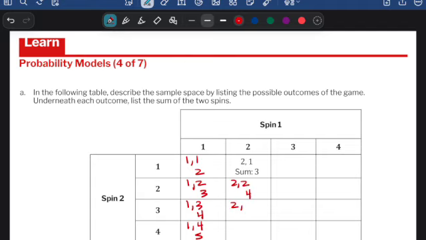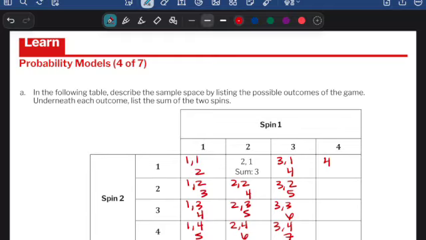Spin 1 is 2, spin 2 is 3, our sum is 5. We spun a 2 and then a 4, our sum would be 6. We would spin a 3, then a 1, and our sum is 4. We'd spin a 3, then a 2, our sum is 5. We would spin a 3, then a 3, our sum is 6. We would spin a 3, then a 4, our sum is 7.